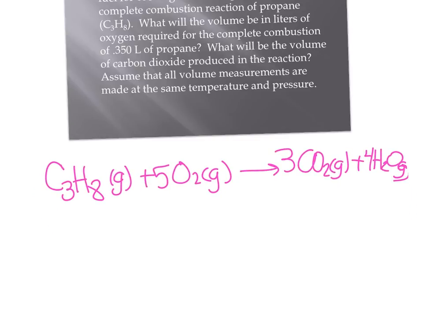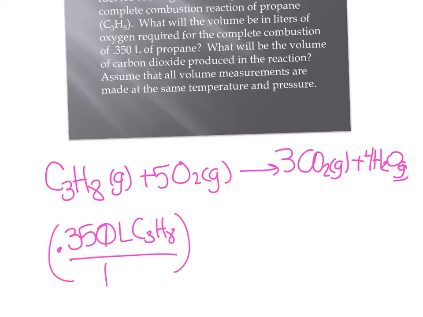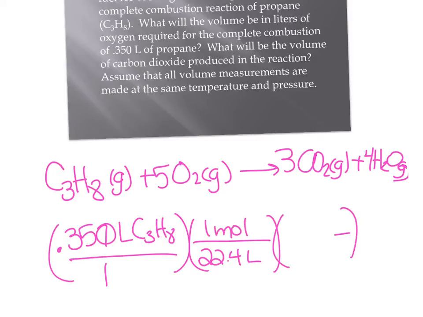Okay, so now that I've got it balanced, the first question it asks: what will the volume in liters of oxygen required be for the combustion of 0.350 liters of propane? So now I just take what I'm given, 0.350 liters of C3H8, and I want to go from volume A to volume B. So we have liters, so I'm going to use my 22.4 liters on the bottom in 1 mole. And now I need to go from moles A to moles B. How do I do that?